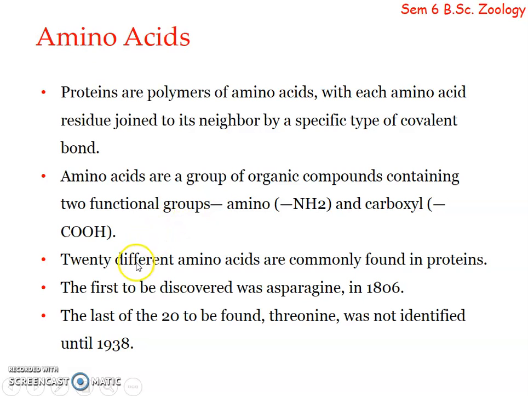Now there are about 20 different amino acids that are commonly found in proteins, that make up the proteins. And the first to be discovered was asparagine in 1806, and in 1938, threonine came into being, and this forms the 20 amino acids. Selenocysteine is one of the most recently discovered amino acids.